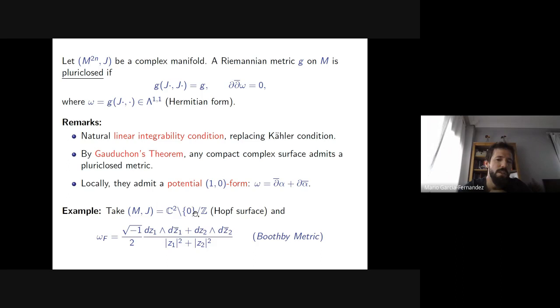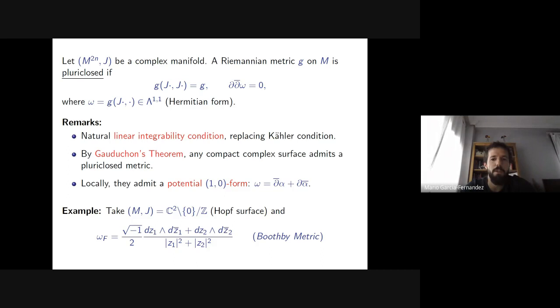If you take a look at this formula and you remember your basic analysis, if you take dd bar of this thing, this is essentially identified with the Laplacian of 1 over r squared. And this is a delta function located at the origin. Since we are removing the origin, this means that this is dd bar closed. Okay. So this is an actual choice of pluriclosed metric which has some nice properties on curvature. But let me skip that for a moment.